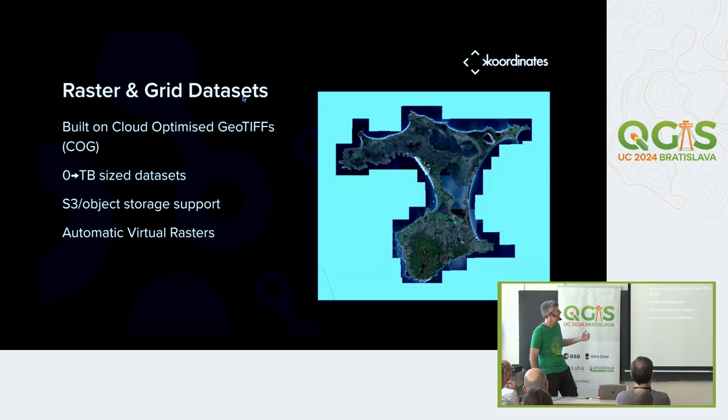Rasters and grids. We support S3 object storage, and we build automatic virtual rasters for your raster and grid data sets. This can help with large data sets that are already on the internet. You can work with them. And again, that spatially cloned bit of pulling down just a subset of a really big data set works okay.